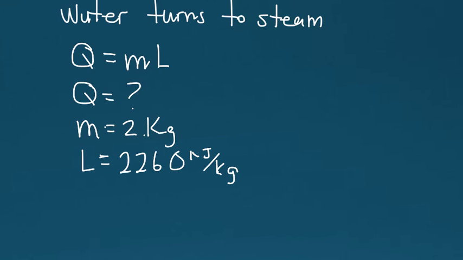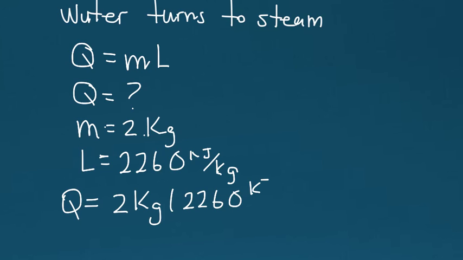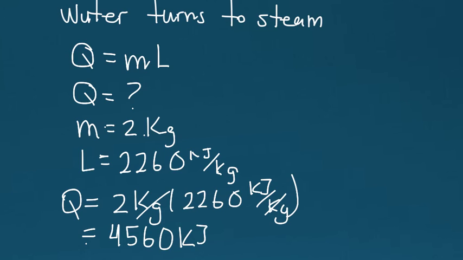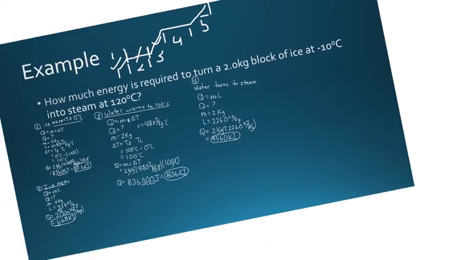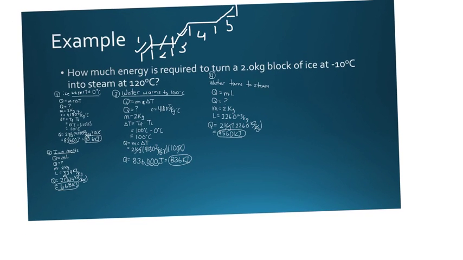So I do my math again. Q equals mL, Q equals 2 kilograms times 2,260 kilojoules per kilogram. Cancel out my kilograms. And when I do my multiplication, I end up with 4,560 kilojoules. Almost there. One more part to my graph. So this last part, we've done 4. This last part here, as the temperature is rising to 120 degrees Celsius.